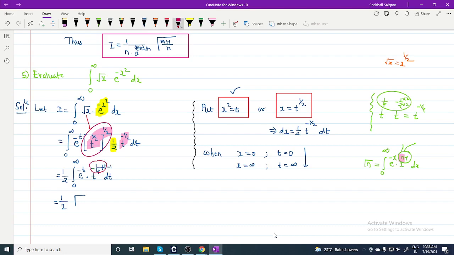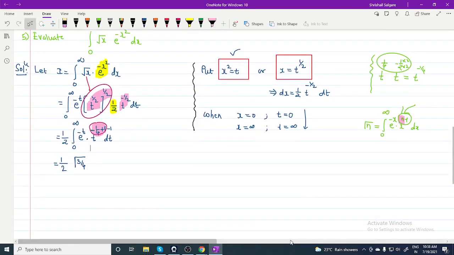And what is it? 3 by 4? It is gamma of 3 by 4. So further if you want to simplify, 3 by 4 minus 1 is coming as a negative. That's why we can't apply any property. So consider the final answer as thus: I is equal to 1 upon 2 into gamma of 3 by 4. That is your final answer.